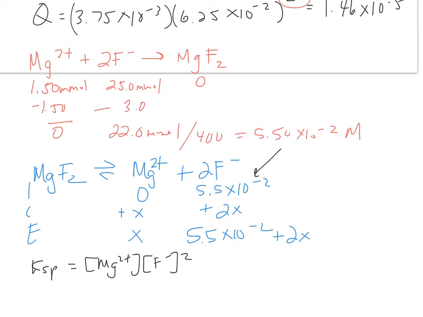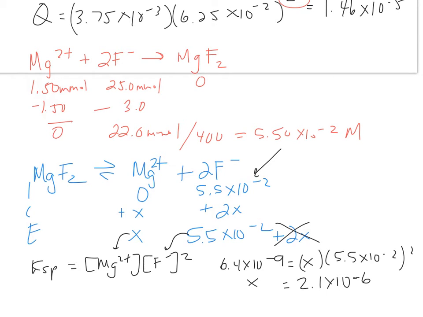Our equilibrium expression gives us our KSP equals our magnesium ion concentration times our fluoride ion concentration squared. We can substitute in for the KSP and then substitute in for the magnesium ion concentration and the fluoride ion concentration. However, we can simplify this because KSP is so small. We can just get rid of this part, and just substitute in 5.5 times 10 to the negative second for the fluoride ion concentration.